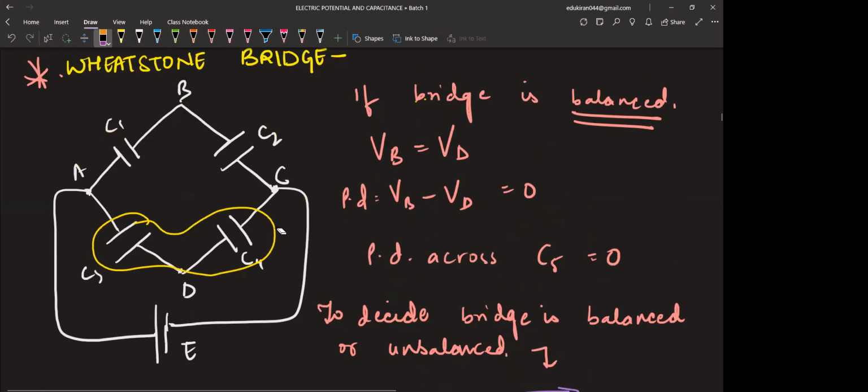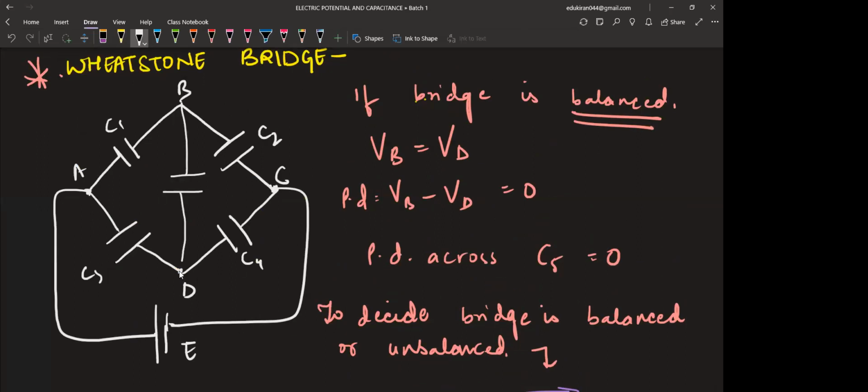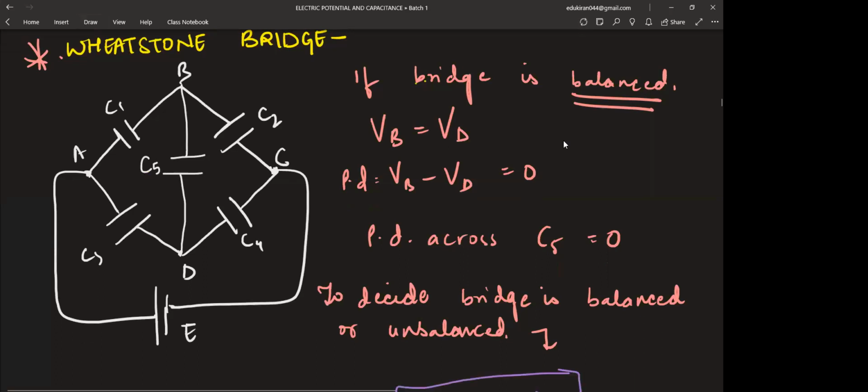We'll be practicing the Wheatstone bridge. We have an entire derivation for it, but I'm not doing it here because that's a part of your current electricity. We'll discuss it at that time. But it is here so that when you are revising with your notes, you remember that a question can come from capacitors also.